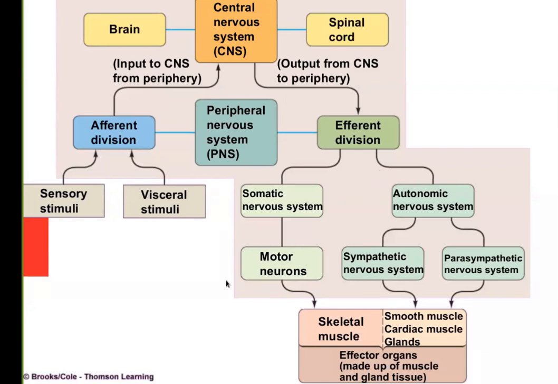We talk about motor neurons. To our inner organs, we talk about the autonomic nervous system with its subdivisions, the sympathetic and parasympathetic nervous system, and to our glands. All these functions are realized with the help of the efferent peripheral nervous system.